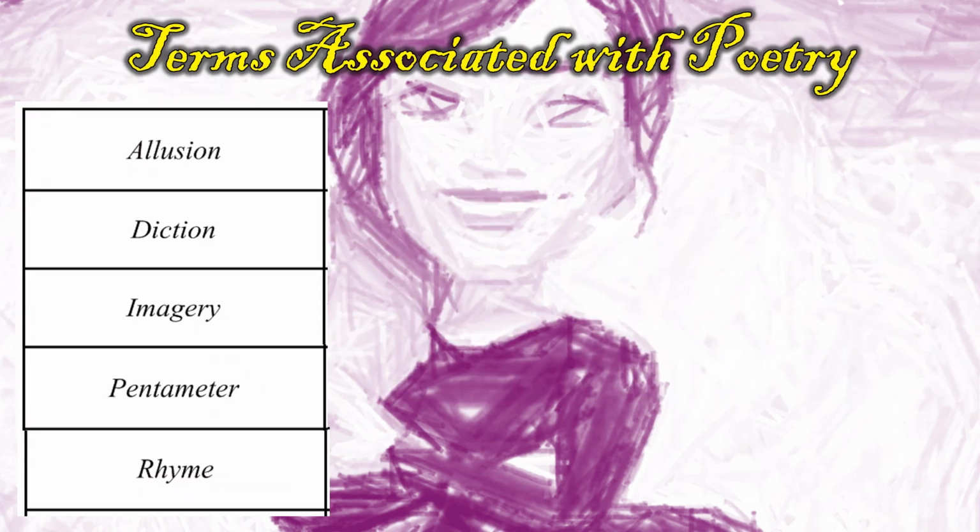So let's look at specific terms associated with poetry. Let's start with allusion. Before I start telling you what each of these terms mean, maybe you could pause the video and see if you can write down some ideas on what you think they mean. If you want to do this, you can pause the video now. If not, just carry on and I will reveal what each term means. So, allusion.